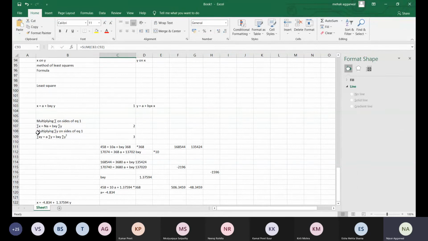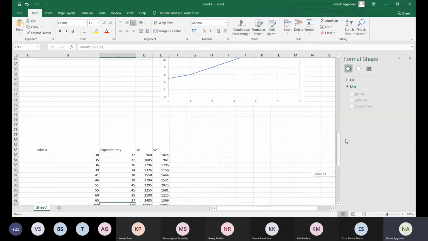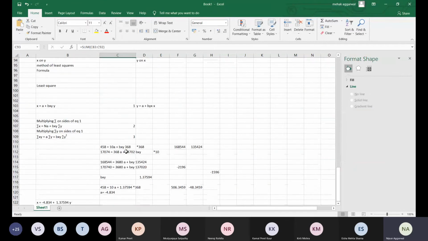In the same way, now we want sigma xy. So first we multiply xy. Addition of xy will give the summation of xy is equal to a summation y, which we have already calculated as 368, plus bxy summation y square. So for that we'll calculate y square and then the summation of y square, which is 132702. Now we get the two equations. We will apply the elimination method, take the value of bxy and put it in any of the equations to get the value of a, and we will end up with the linear regression equation of x on y as this.